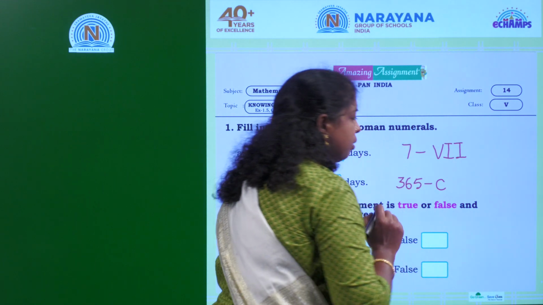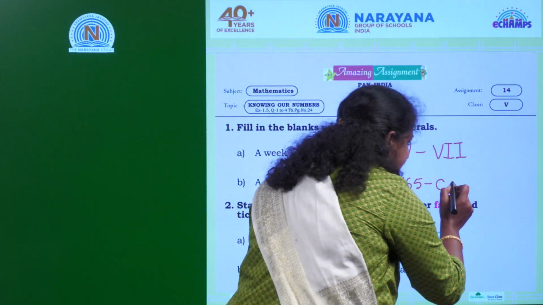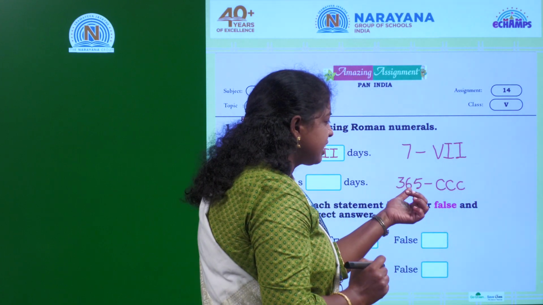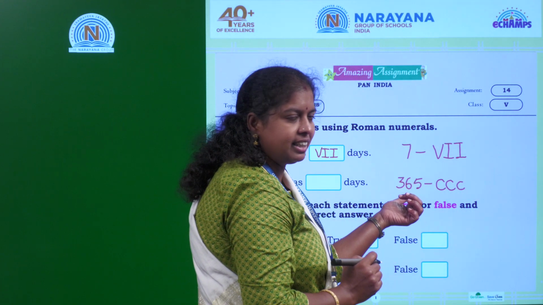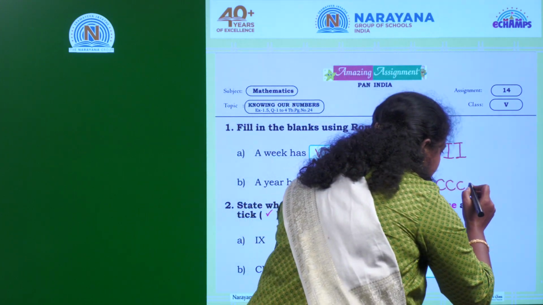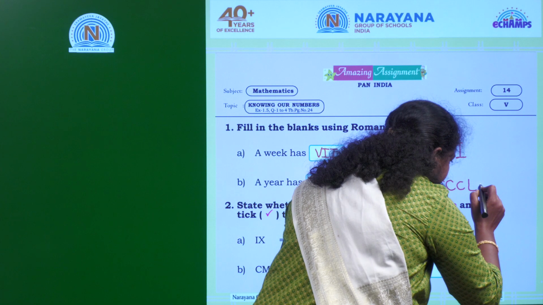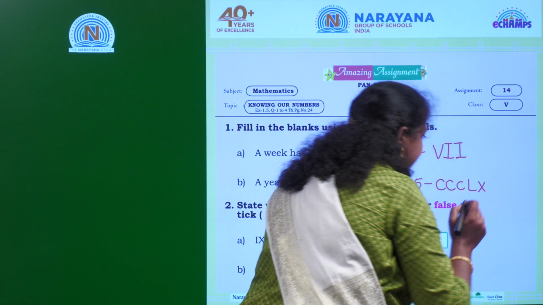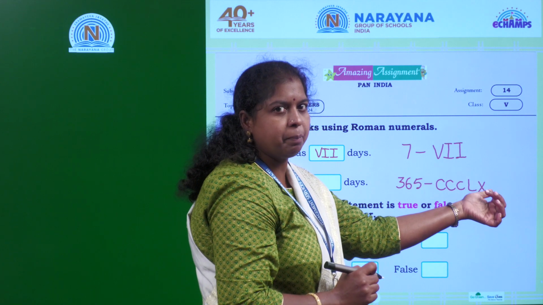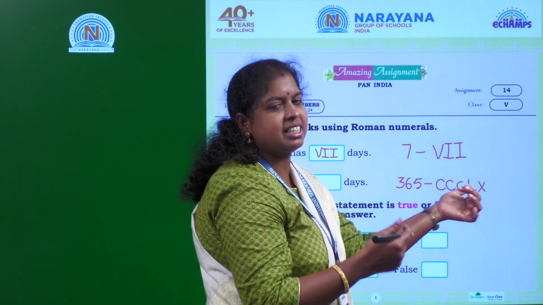How many times I need to write C? 300 means 3 times. C, C, C. What is the next one? Tens digit. What is the digit in tens? 6. 60. 60 means, how will you write? L, X. Why I am writing LX? L represents 50, X represents 10. LX represents 50 plus 10, 60.